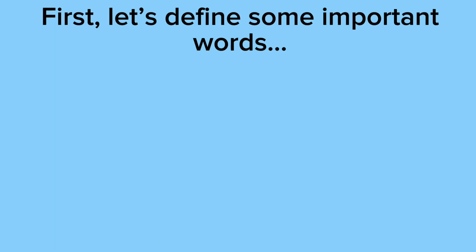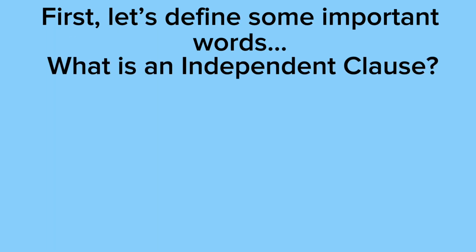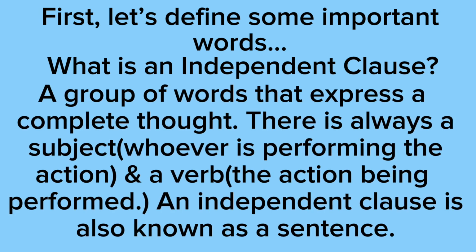So first, let's define some important words. What is an independent clause? A group of words that express a complete thought. There is always a subject, whoever is performing the action, and a verb, the action being performed. An independent clause is also known as a sentence.